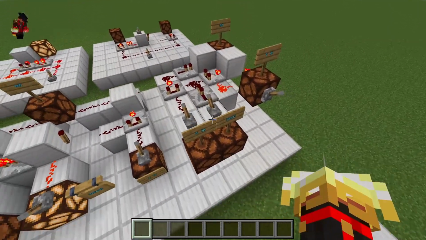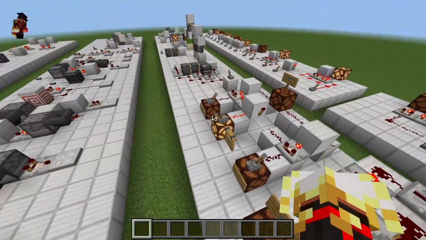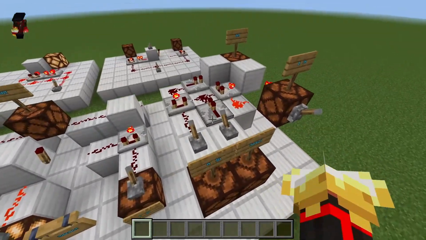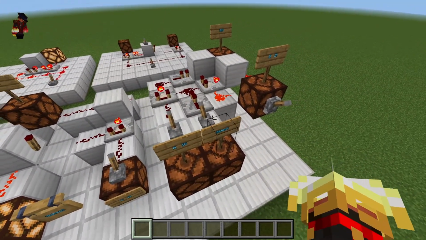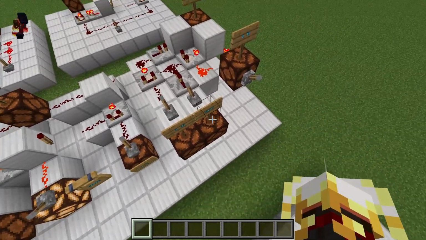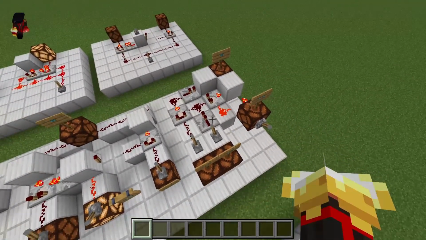I just cleaned up the multiplexer because I didn't like how it looked during the tutorial or demonstration. So there's A, there's B, there's select, and there's output, and this is how it looks like from above.